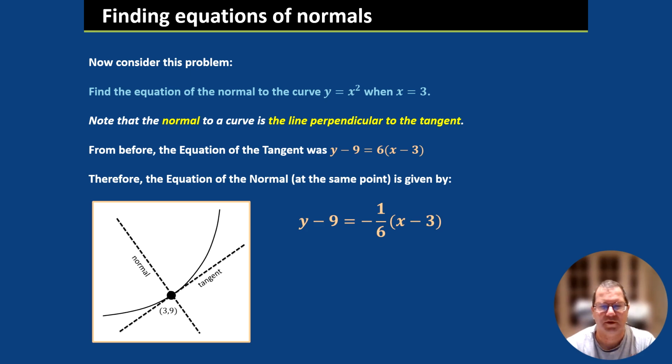If instead we were asked to find the equation of the normal to the curve y equals x squared when x equals 3, well, it's still the same point, which is (3, 9), but the normal, which you may or may not know, the normal to a curve is the line perpendicular to the tangent. So in order to work that out, we need to find the gradient which is perpendicular, in this case to 6. So the gradient will be negative a sixth. So our equation is y minus 9 equals negative a sixth of x minus 3. And again, we might have to multiply that out, rearrange it perhaps.